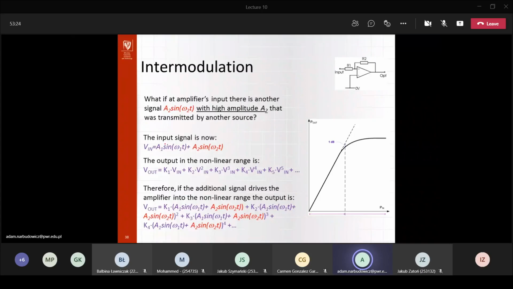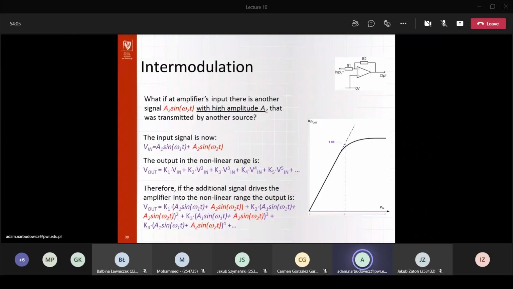Okay, so we have here the dual frequency signal, which is input amplitude A1 multiplied by sine of omega 1 plus amplitude A2 at the frequency omega 2. And then because of the nonlinearity, it's formally described that V out is K1 times V in plus K2 times V in to the power 2, and so on and so forth. So this mathematically describes what's happening here. There's this compression in the amplifier.